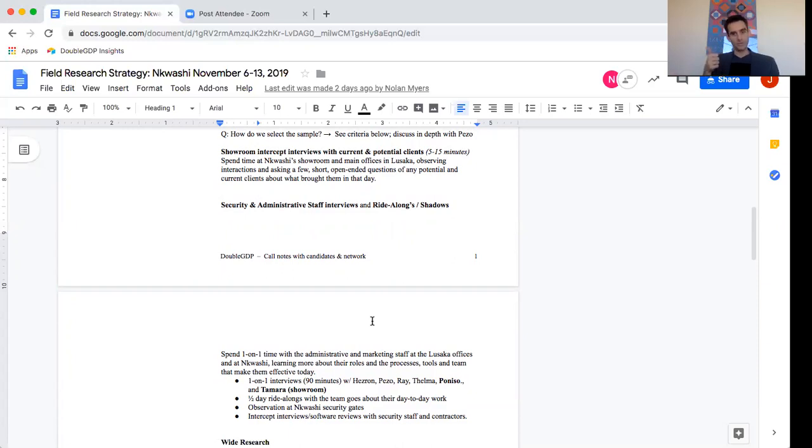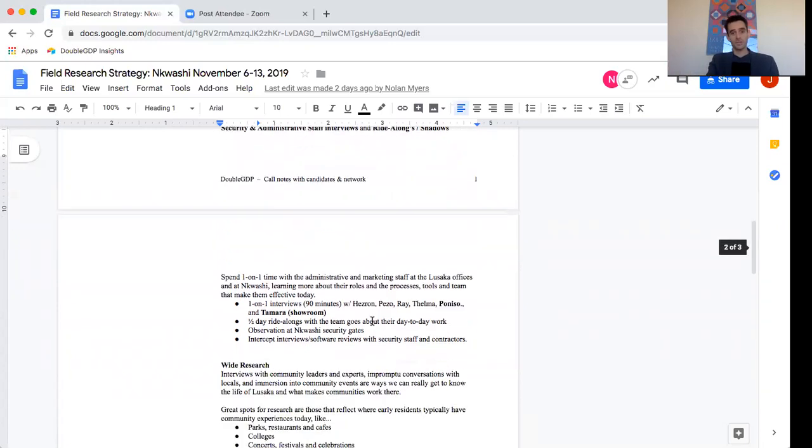So one thing will be that we'll spend a bunch of time in the showroom that's in Lusaka for the city, just observing and doing quick intercept interviews with the people who are coming through that showroom. What brought them in that day, and what is it that they're thinking through as they think about what their next home is going to be.